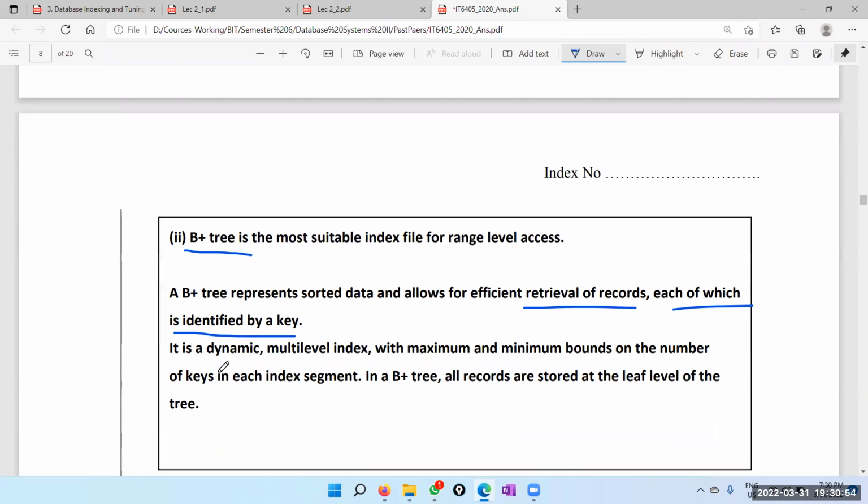It is a dynamic multi-level index with maximum and minimum bounds on the number of keys in each segment. In a B plus tree, all records are stored at the leaf of the tree. So you can see the examiner is only talking about the B plus tree, and is really silent about whether it's a clustering or secondary index. I hope it will be a clustering index, as clustered in B plus tree index, because it's a range query. Anyway, it's a little bit fuzzy.